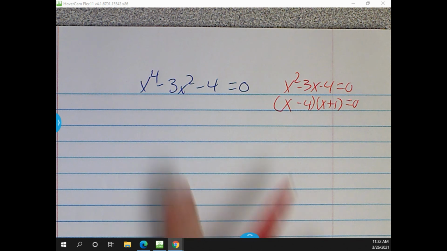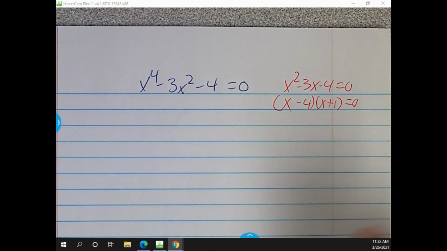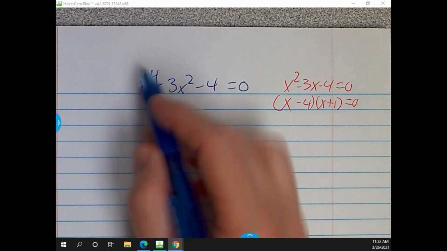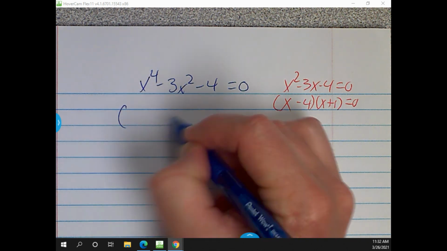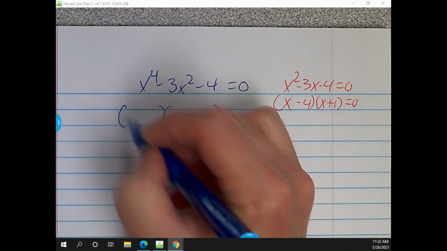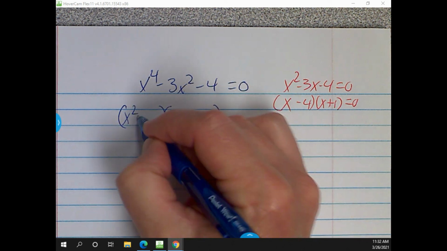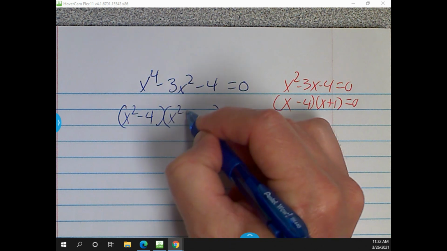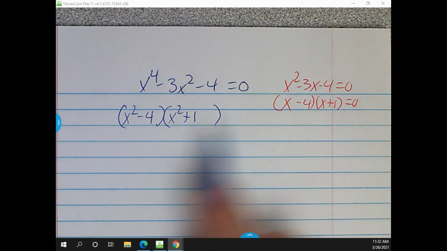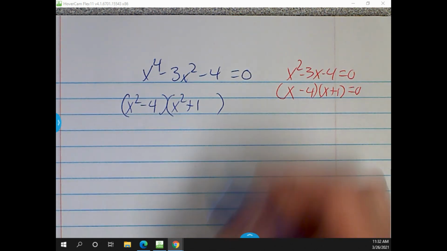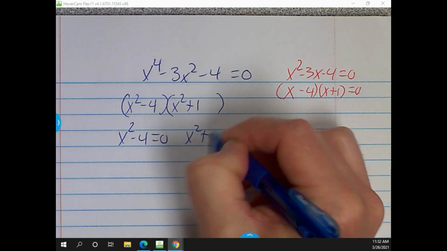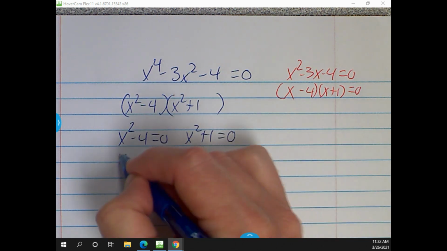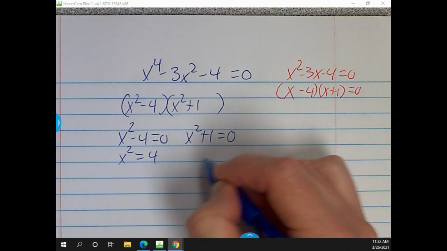The only difference between these two, and if nobody ever told you this one, is that if it's 3 terms, as long as these powers are even like this one is, and this power is half of this one, you basically can go ahead and break this thing off and have it as x squared minus 4 and x squared plus 1. So it's the same thing that's here. You just have to bump up the powers. And then if you set both of those equal to 0, we're right back in the same situation. This would be x squared equals 4.